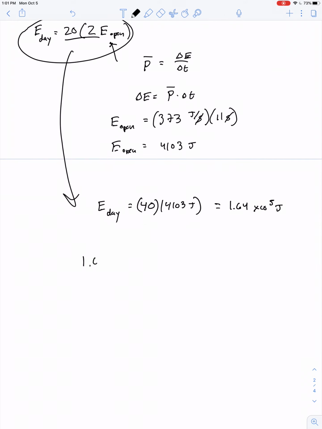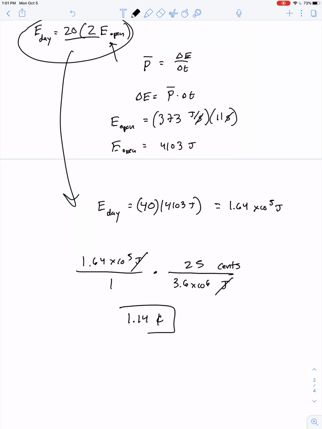So we can take 1.64 times 10 to the 5th joules. And if we want to get rid of joules and change it to cents, it's 25 cents for 3.6 times 10 to the 6 joules. So joules will cancel out and we'll be left with a final monetary value for this operation. So this comes out being equal to about 1.14 cents. Oh, pretty cheap, right?